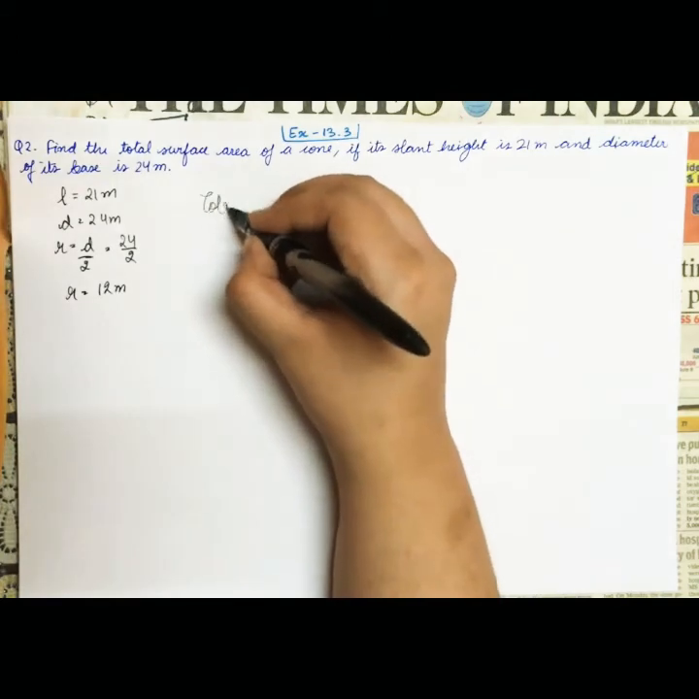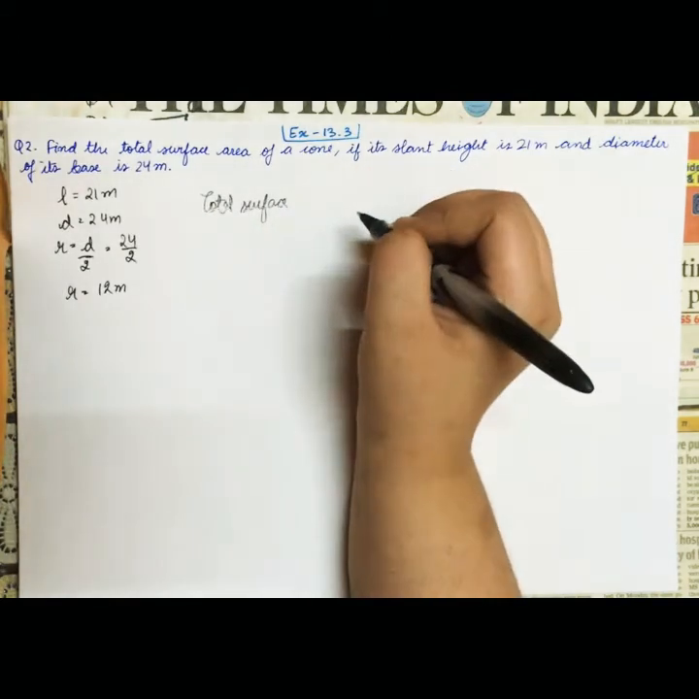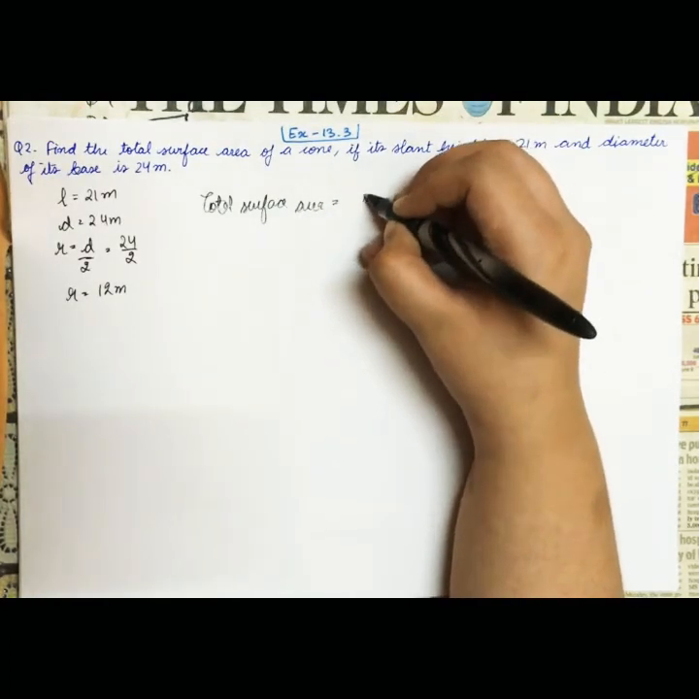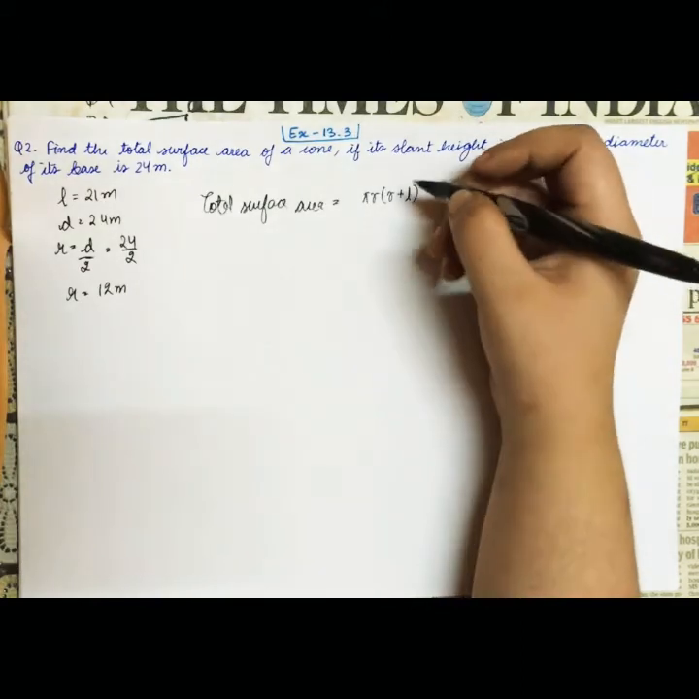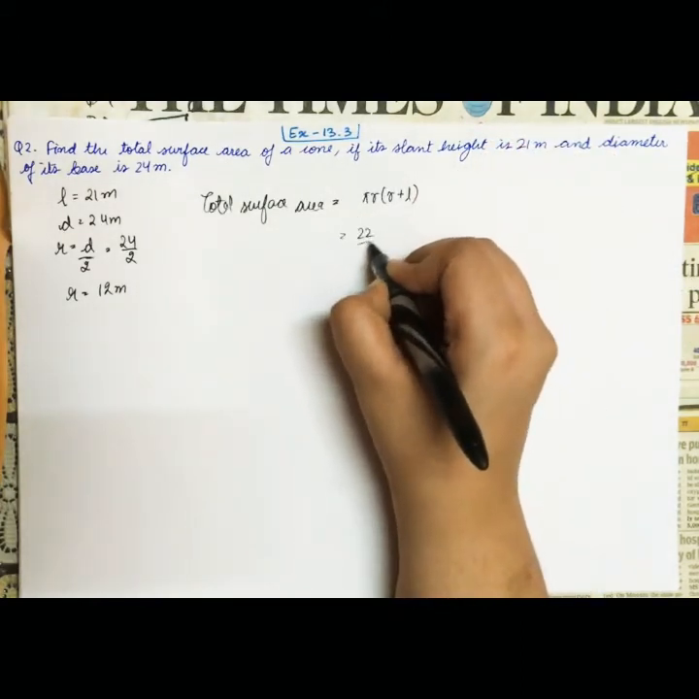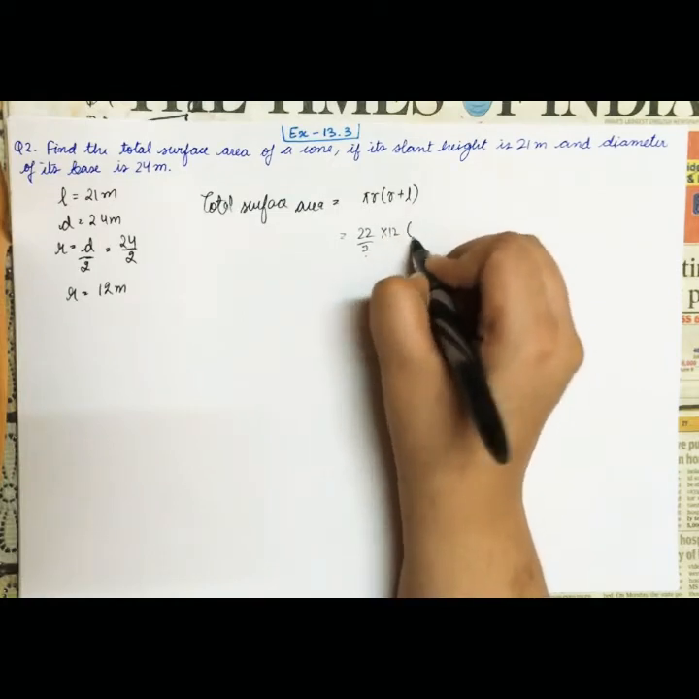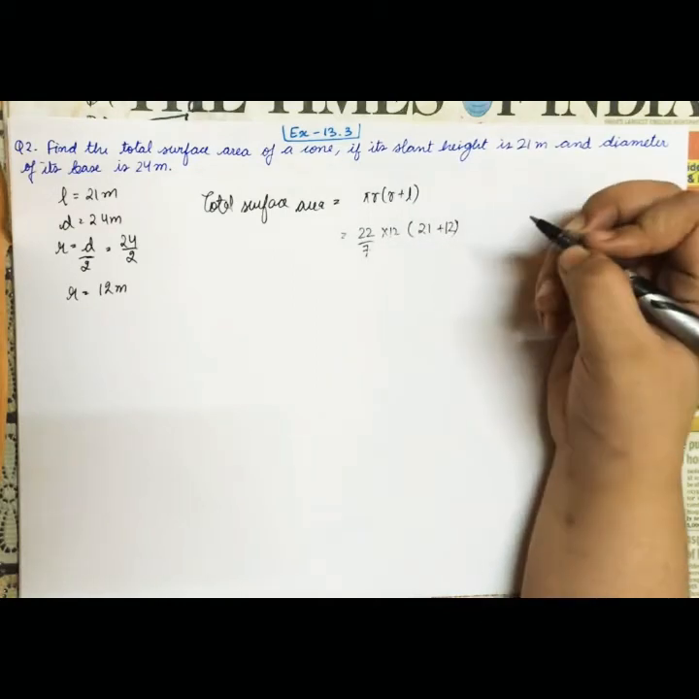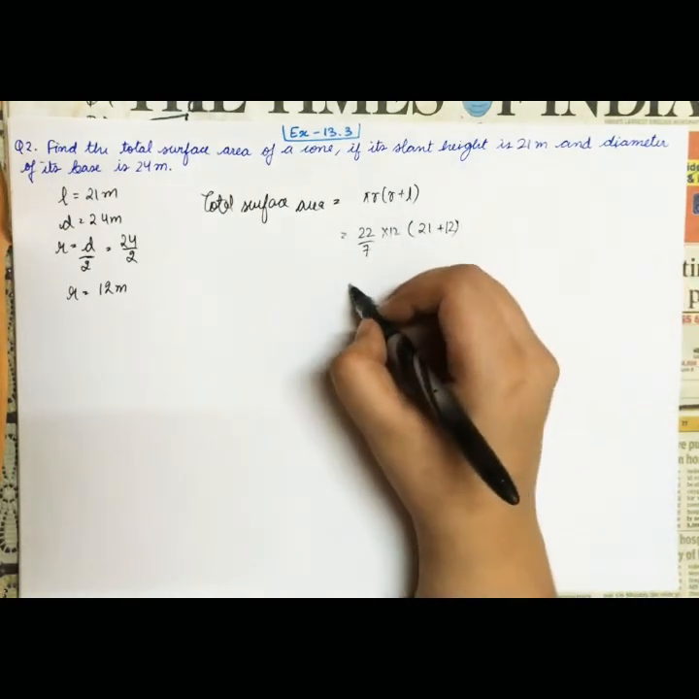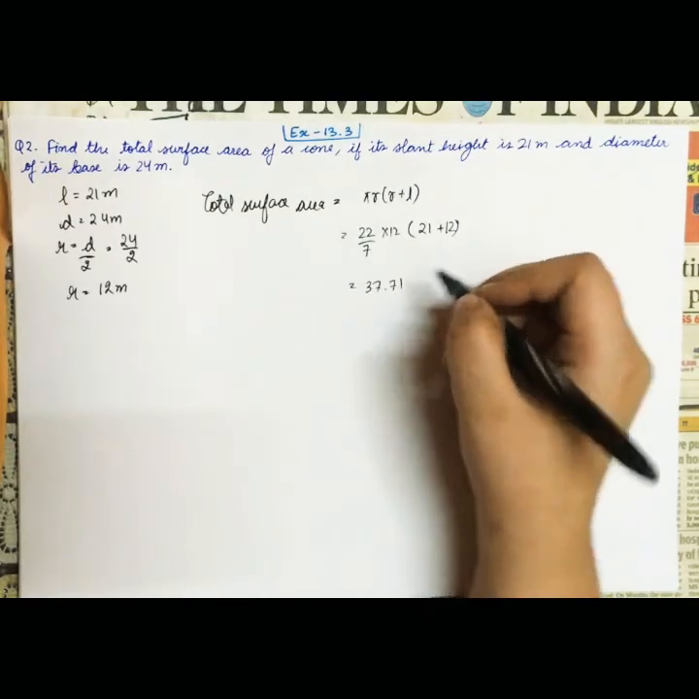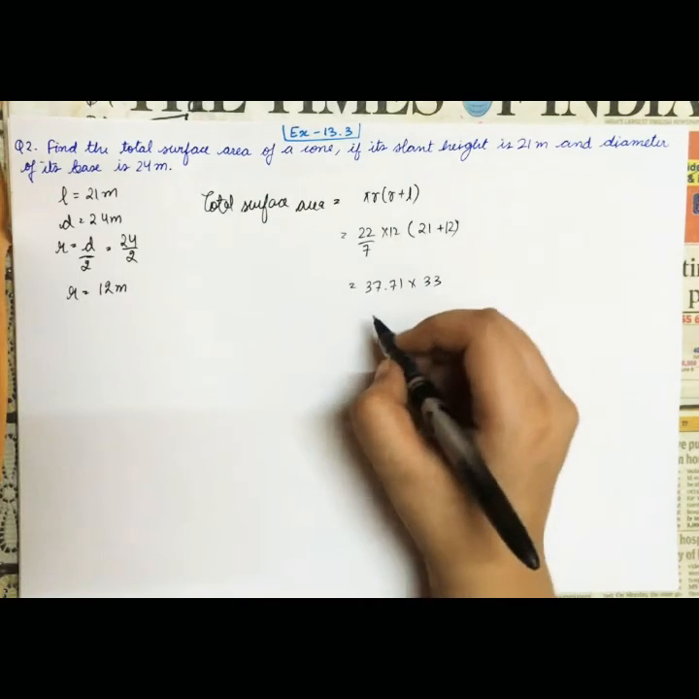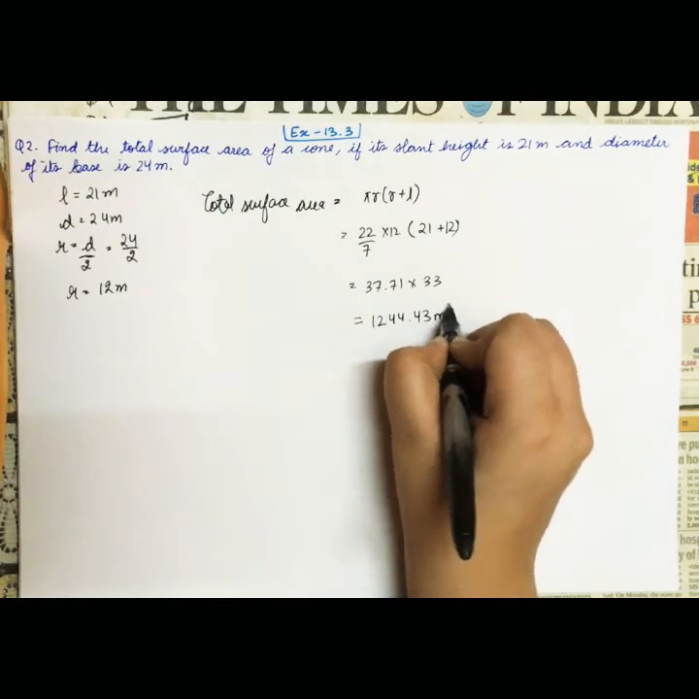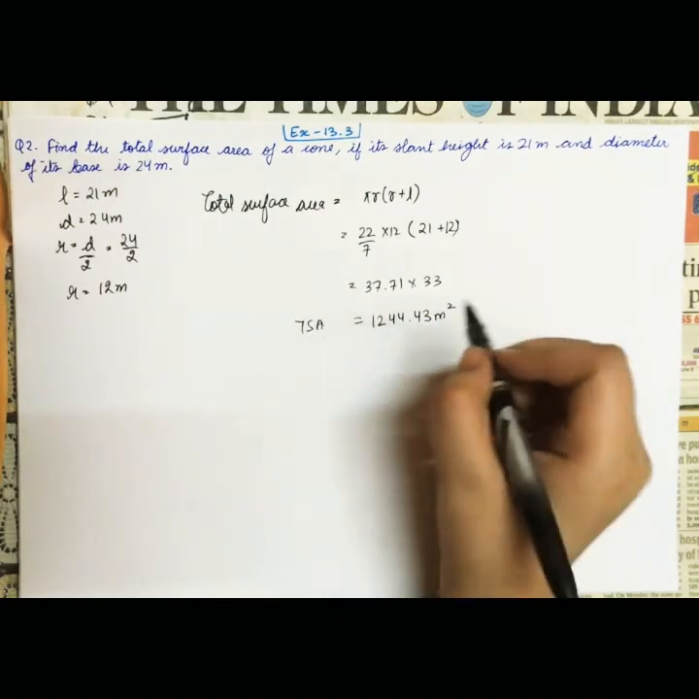Now the total surface area of a cone is equal to pi r (l + r). Now we'll put the values, that is 22 by 7 into 12 bracket 21 plus 12. Therefore it will become 37.71 into 33, which is equal to 1244.43 meters square. That is the total surface area of the cone.